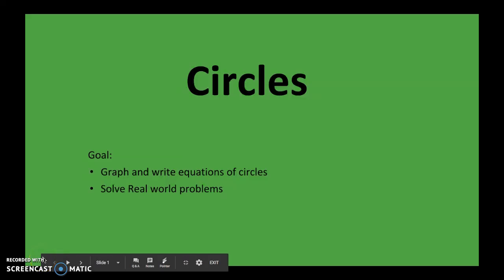Today in Conics we will be looking at circles. The goal is that we graph and write equations of circles, and then we'll use those skills to solve real-world problems, including those problems that you are looking at for this unit's project.